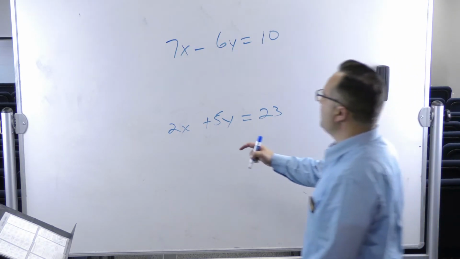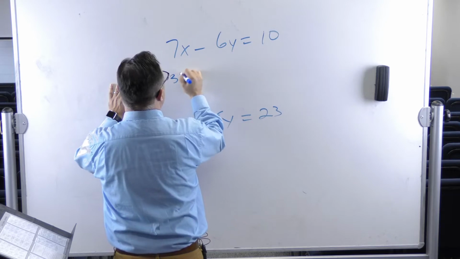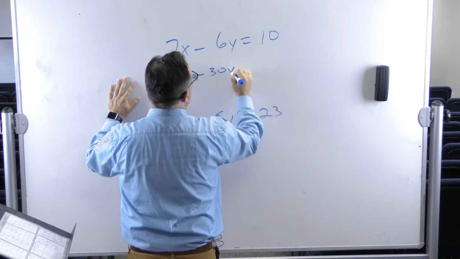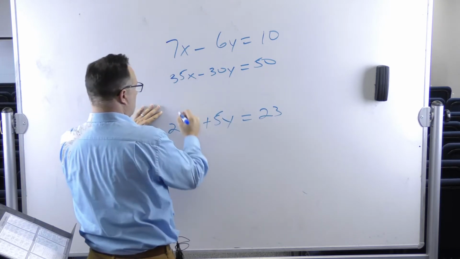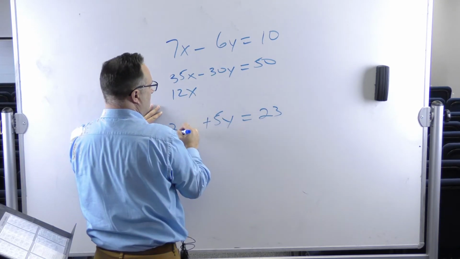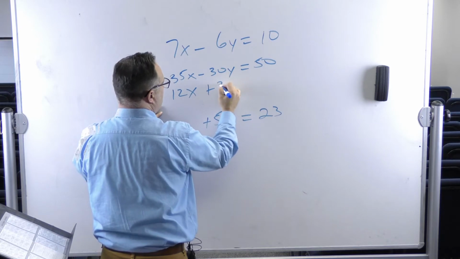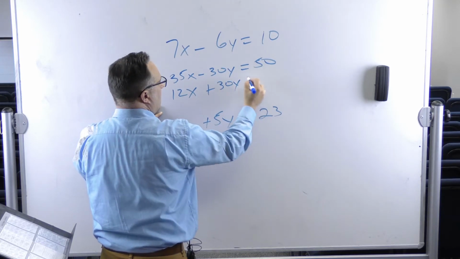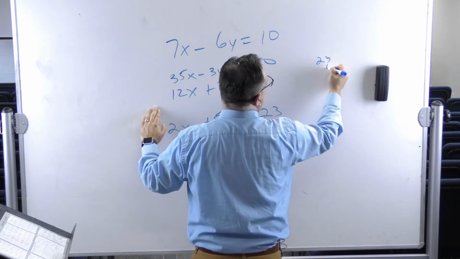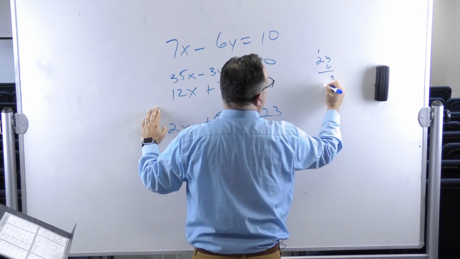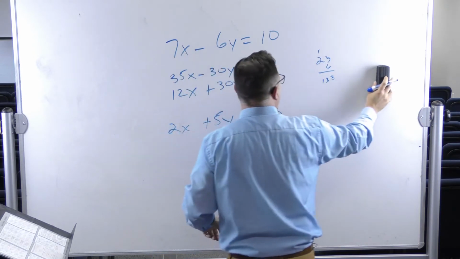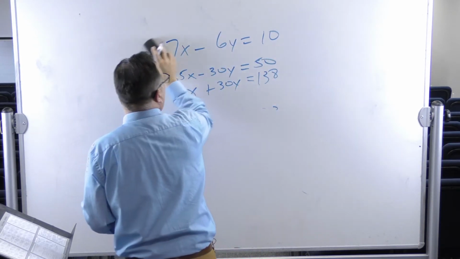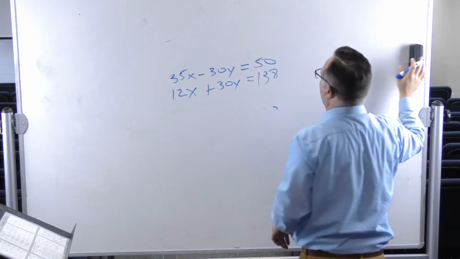Okay? So this becomes 35x minus 30y equals 50. This becomes 12x plus 30y equals 23 times 6. You think I know how to do that. 138. Okay. Now I have a problem I can work, right?